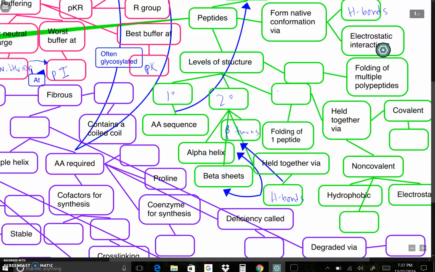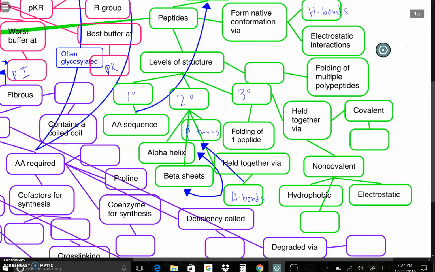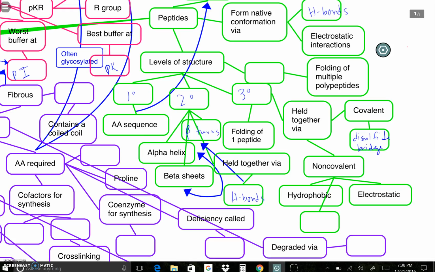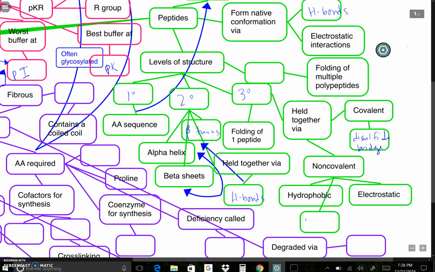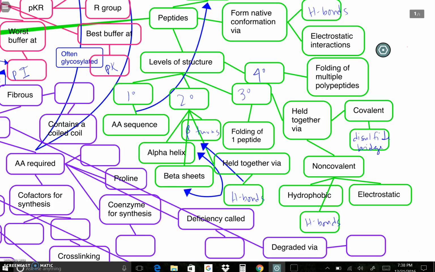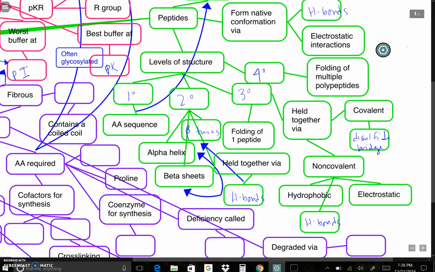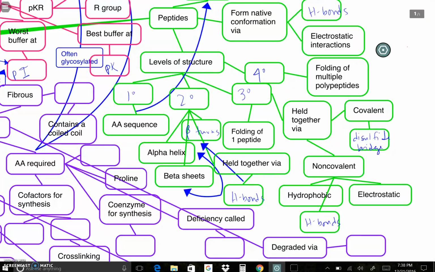Our tertiary structure is the folding of a single polypeptide chain, and that's held together by covalent and non-covalent interactions. The one covalent or true type of bond that we have is our disulfide bridge, which is formed between cysteine molecules. Our non-covalent interactions are the hydrophobic and electrostatic interactions, and our hydrogen bonds. And then our last level is quaternary structure, which is not found in all proteins. It's just if they have multiple polypeptide strands wound together to make up the full protein, that's where we have a quaternary structure.